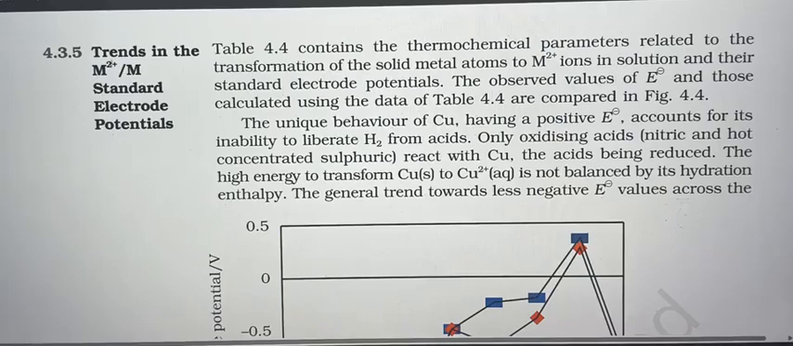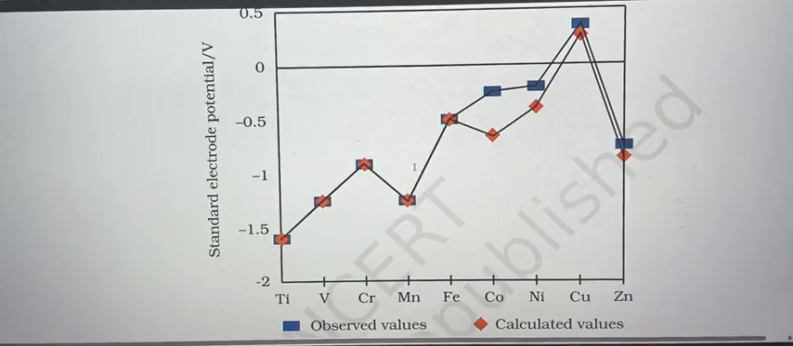So what is happening here? Lack of electrons is there. It will gain 2 electrons and become normal. So what are the trends we are observing when it comes to the transition elements? So let us see here. There is a graph given over here for 3D elements.